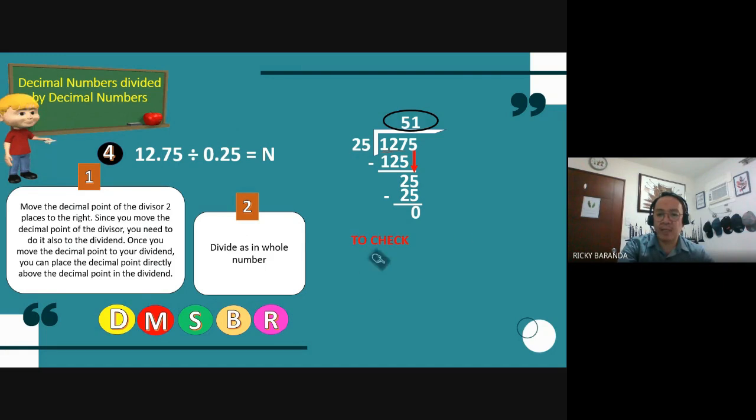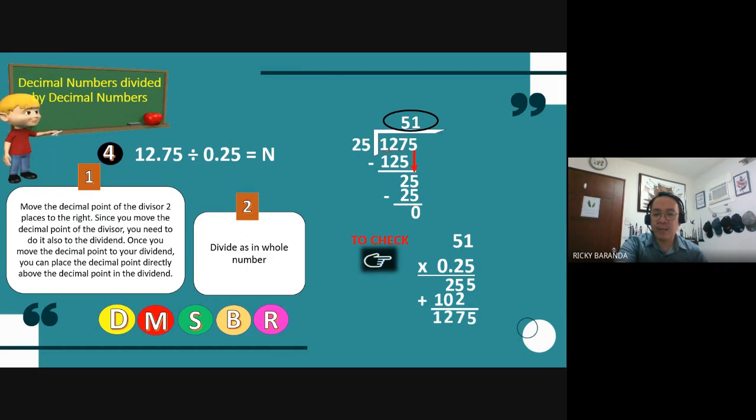So to check, ganun din, multiply. 1 times 5 is equal to 5. 5 times 5 is 25. 1 times 2 is 2. 5 times 2 is 10. Then add the partial product. Bring down 5. 5 plus 2 is equal to 7. 2 plus 0 is 2. Then bring down 1. Then the decimal point is 2 places kasi ang nasa given ay 2 decimal places din.